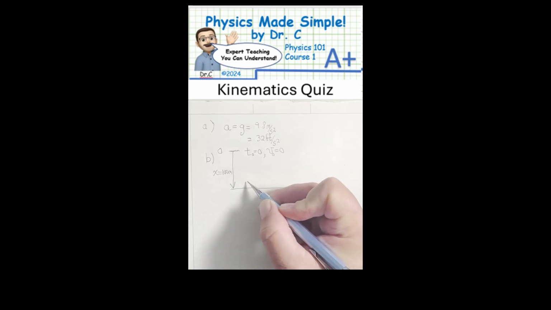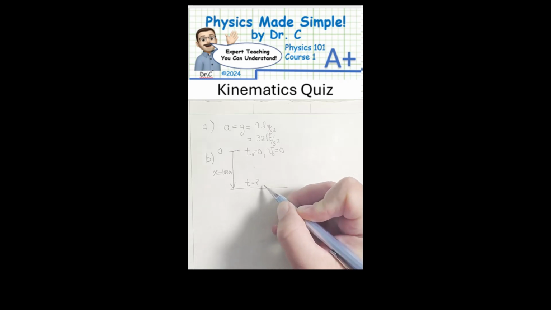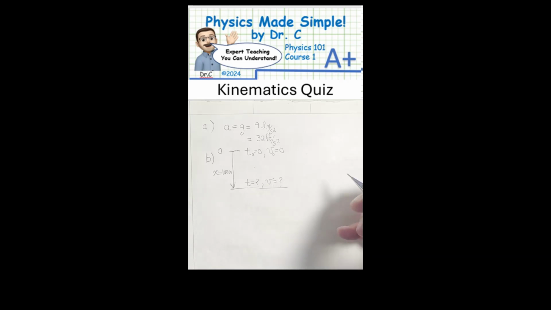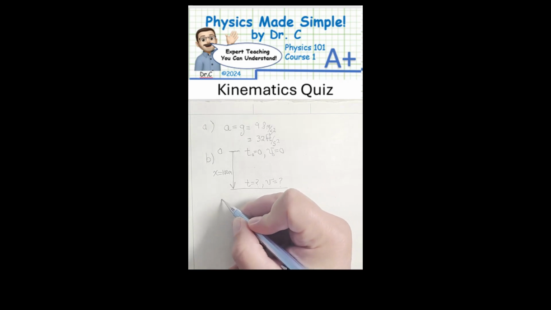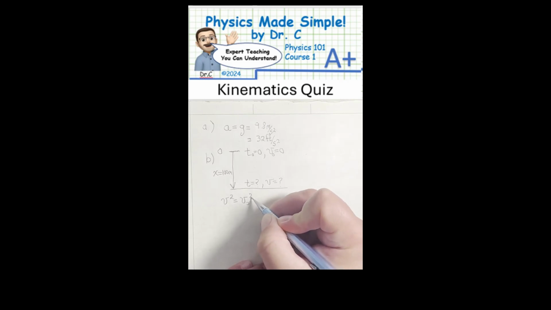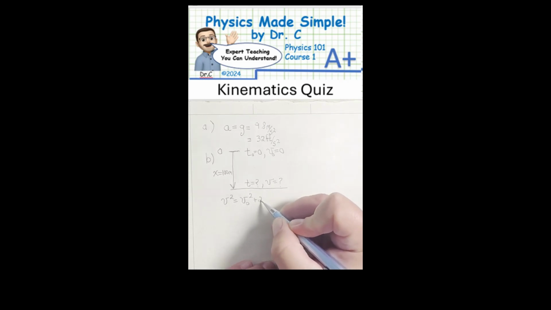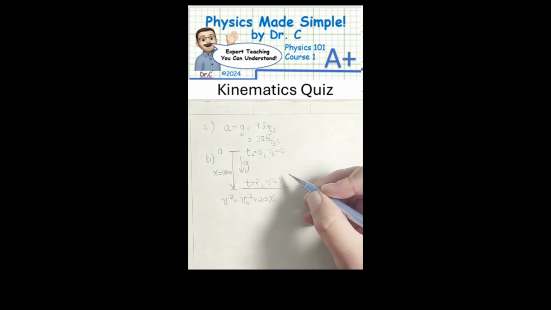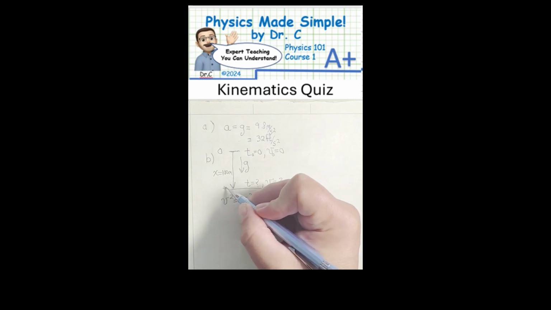When it hits the ground, the time that it hits is TBD, and its final velocity, v, is also to be determined. So what do we do here? Well, we have one formula that we know: v final squared is equal to v naught squared plus 2aX. The acceleration g is down, in the positive X direction.